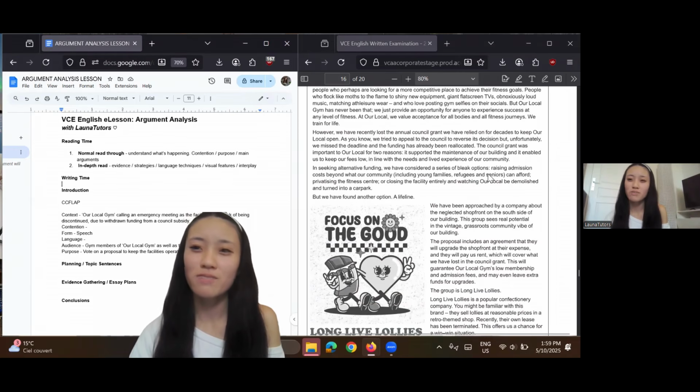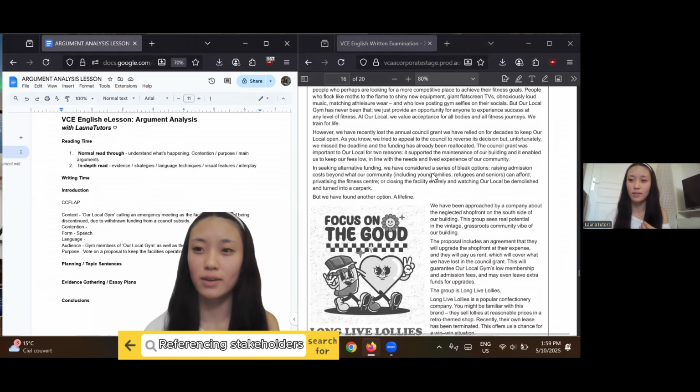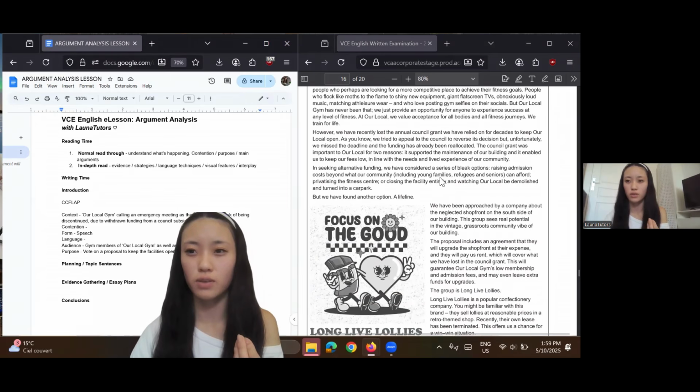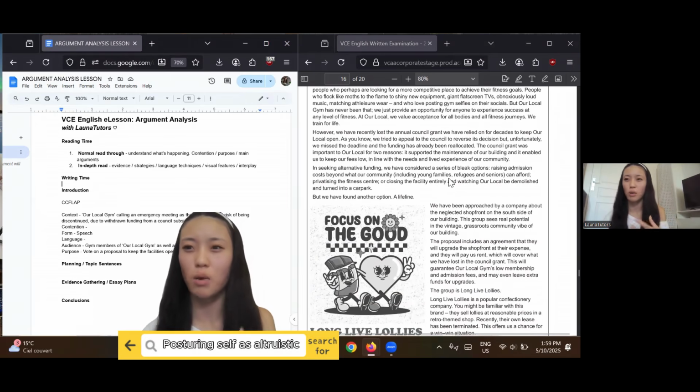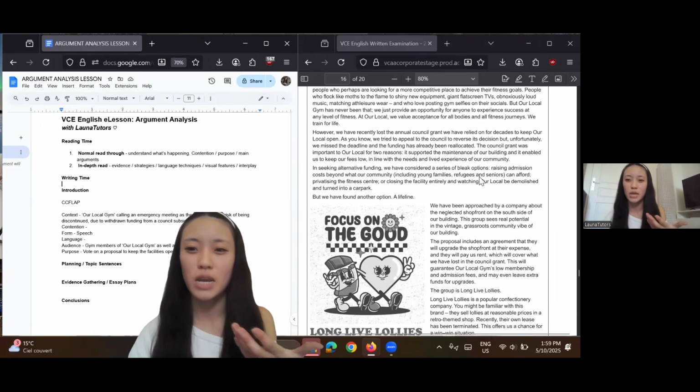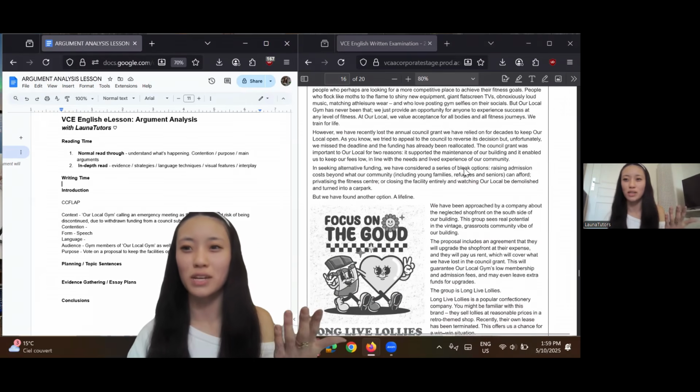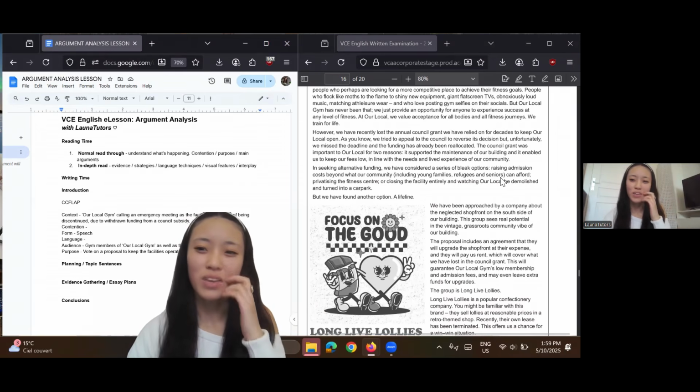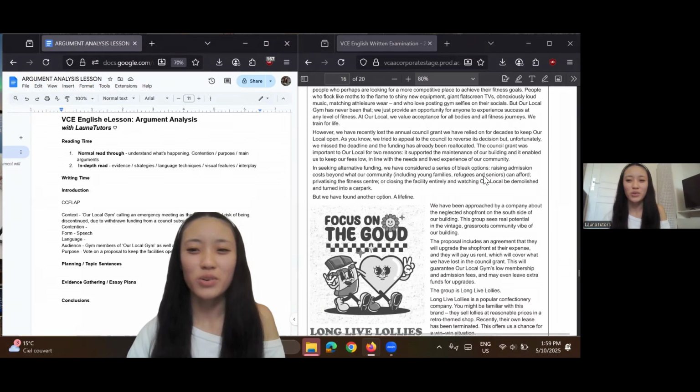Notice how they're referencing very vulnerable communities or vulnerable stakeholders, young families, right? They're probably using all their money to raise their kids. Refugees, they're probably experiencing their own issues and don't want to put too much money into a gym. Seniors, probably on their pension. I don't know. But you notice how they aren't saying teenagers who like working out or young adults who want to stay fit. They're referencing specifically vulnerable stakeholders.